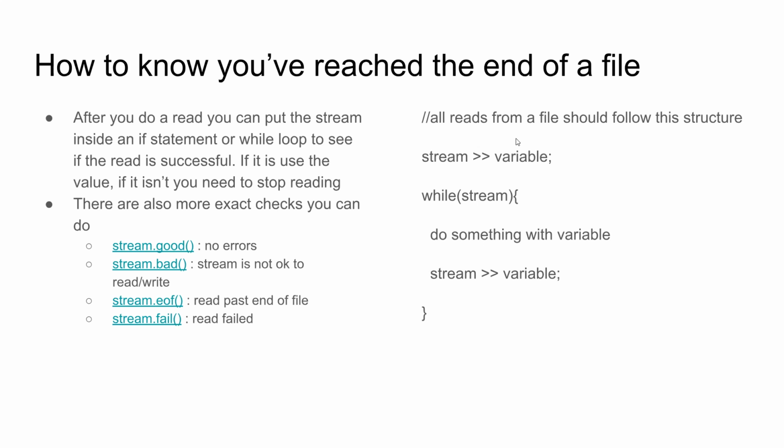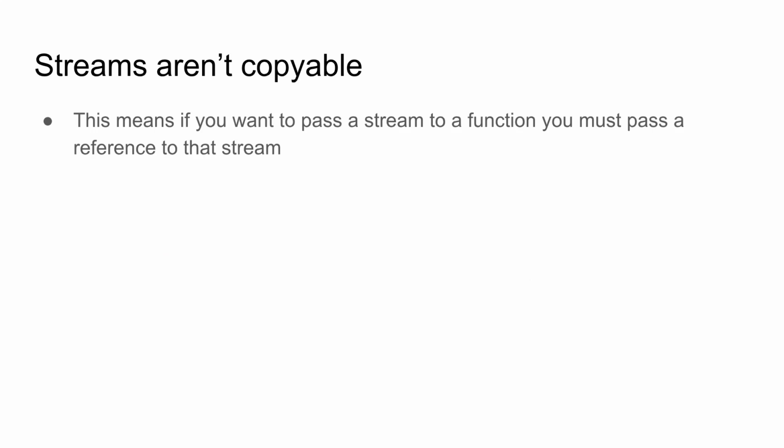It's really important that you structure your reads from files like this, because if you try to use the input before you check to see that it was good, you'll end up doing one iteration too many, and you'll end up doing the body of the loop with something that doesn't exist. So make sure it's a read while the stream is still good, do something with it, get the next thing. If you try to write it any other way, it's not going to work correctly all the time. So be careful with that.